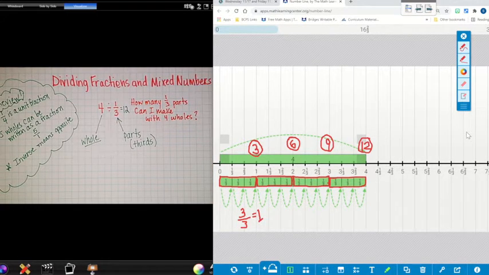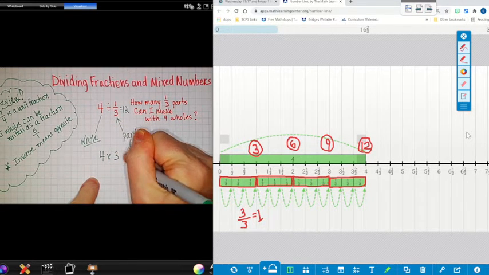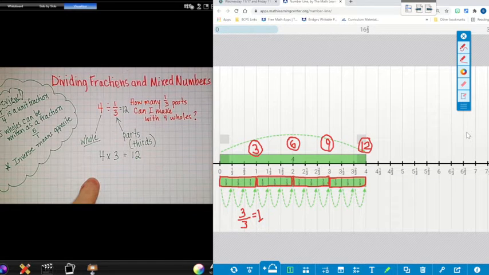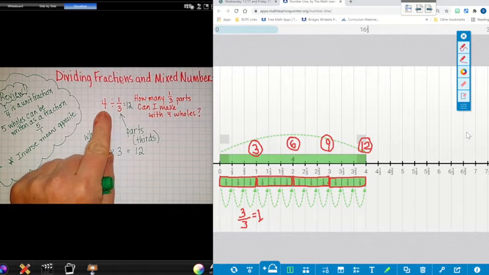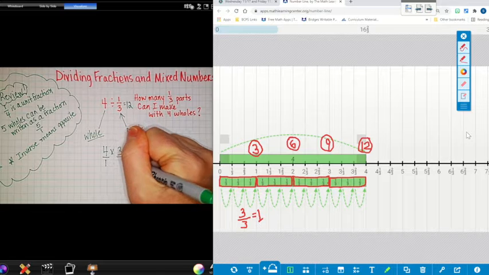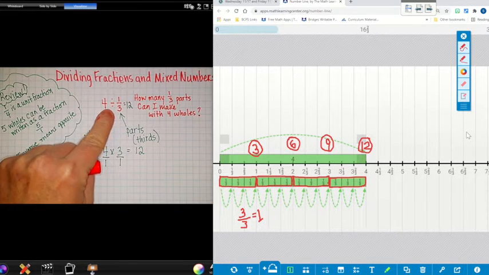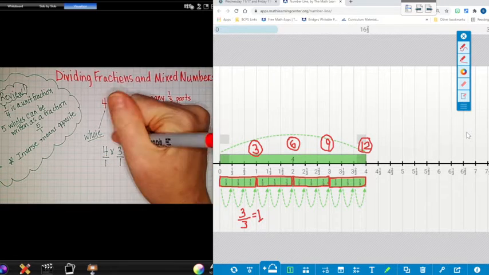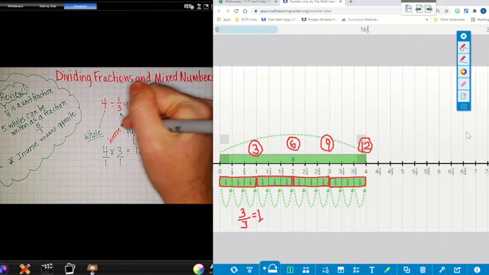Now in class, some kids figured out, they were like, wait a minute, Miss Breen, I am just multiplying by 3. You're absolutely right. So 4 times 3 equals 12. Well, let's go back to how we can write wholes as a fraction. So this could be written as 4/1. This can be written as 3/1. Well, what is the inverse or the opposite of divide? It's actually multiply.